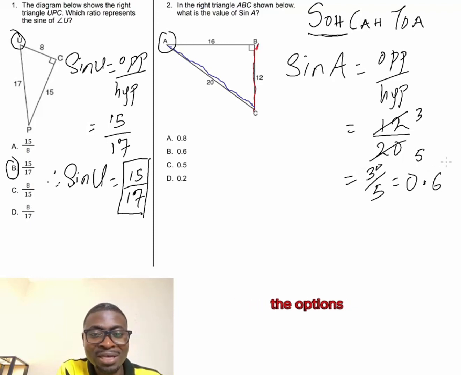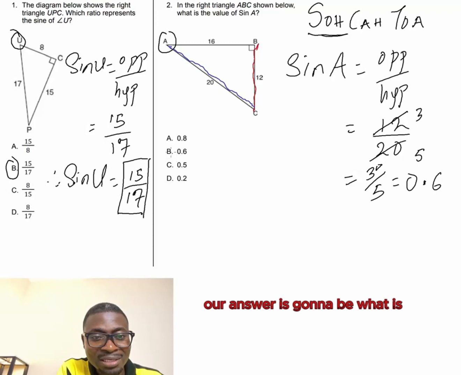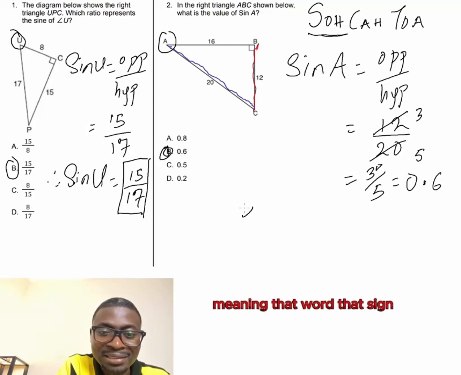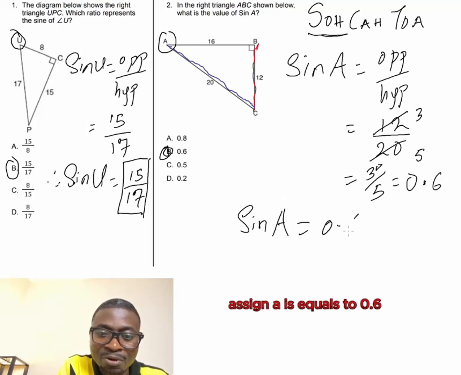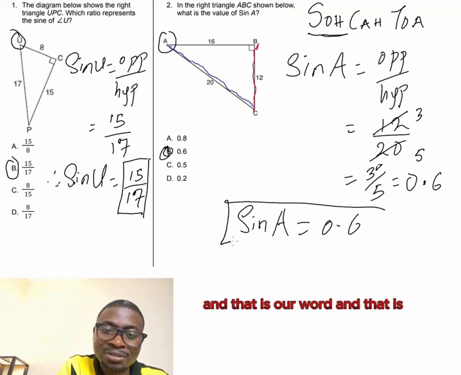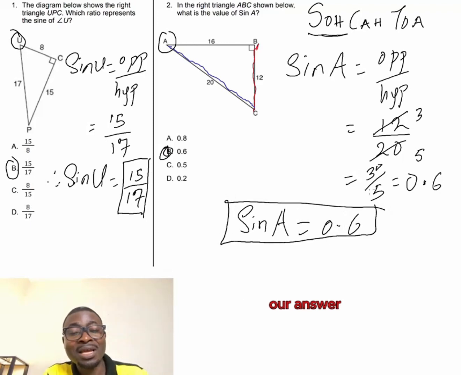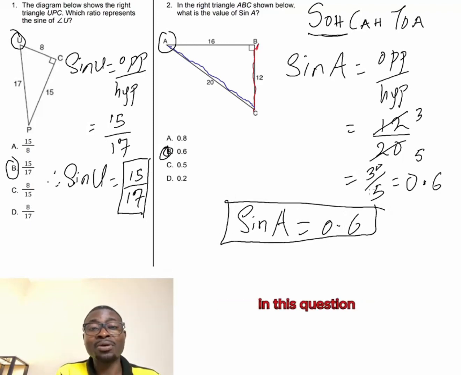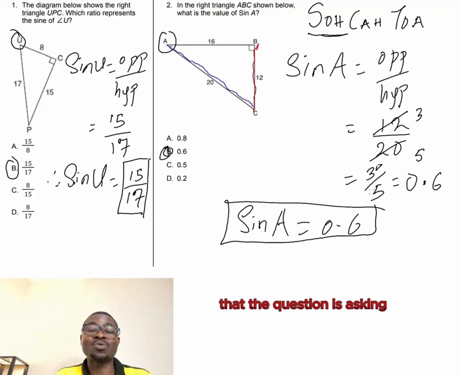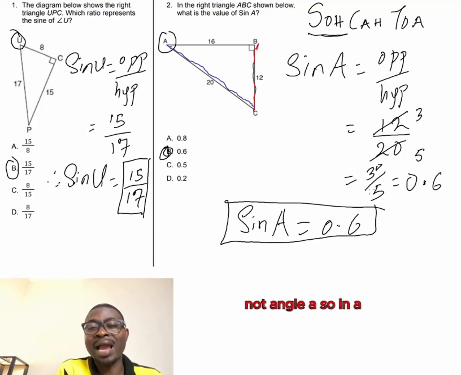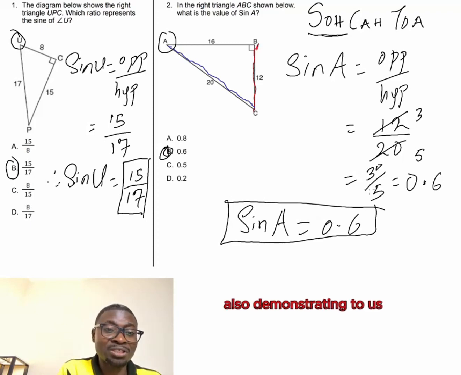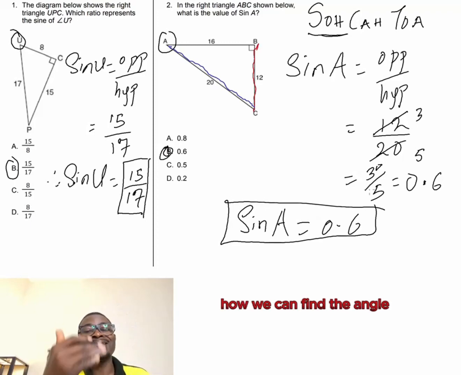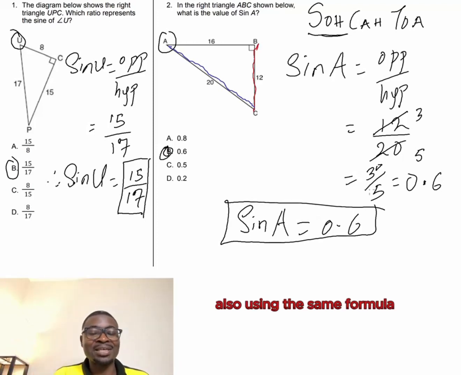Looking at the options, our answer is going to be B, exactly 0.6. Meaning that sine A is equal to 0.6. And that is our answer. Now, you need to take note that in this question we were asked to find sine A, not angle A. In our subsequent video, I'll be demonstrating how we can find the angle using the same formula.